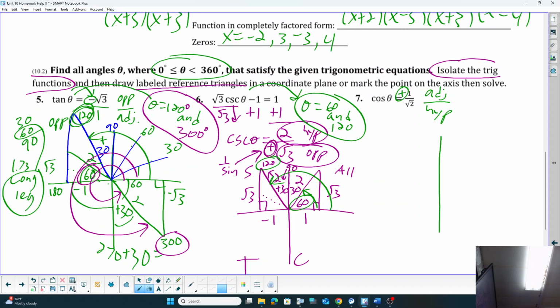Okay, so where is cosine positive? All Students Take Calculus. That's here and here. And so this is actually going to be a special angle. Do you know what it is? The adjacent side is 1 and the hypotenuse is radical 2. So when the adjacent side is 1 and the hypotenuse is radical 2, this is a special right triangle with sides 1, 1, radical 2.